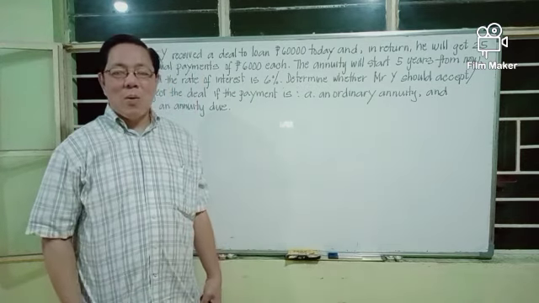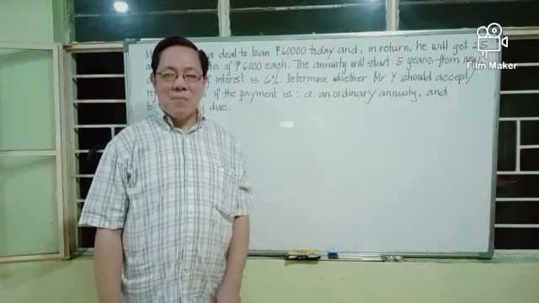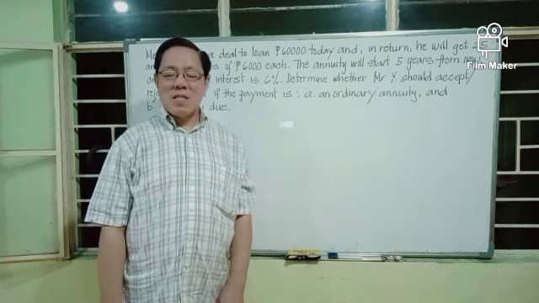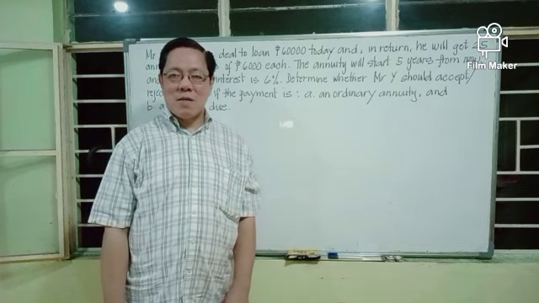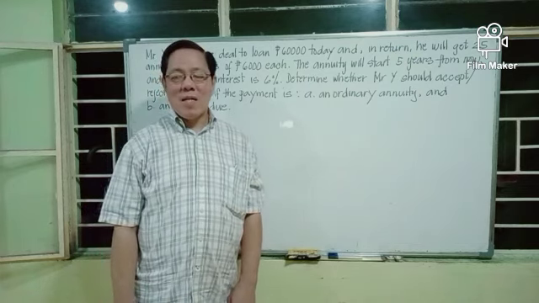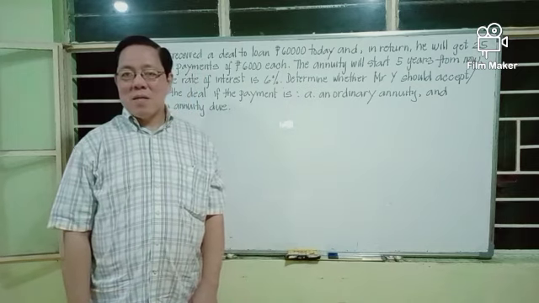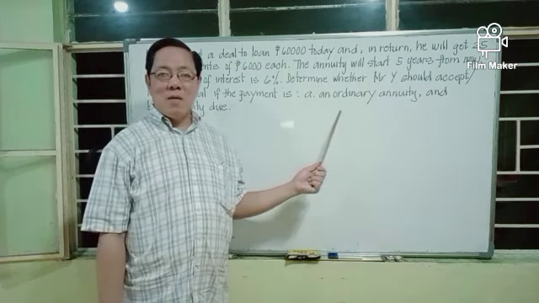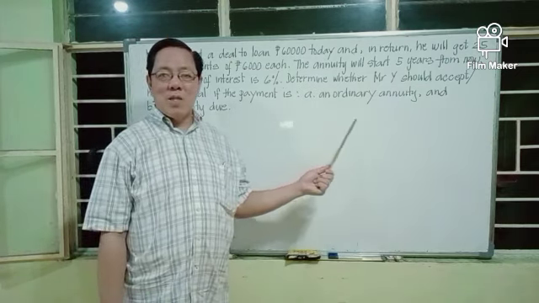Payment will start only after 5 years. That means Mr. Y will receive the first payment on the 6th year, either at the end or at the beginning of the 6th year. And we want to find out if this is a feasible proposal or deal for Mr. Y. If the payment, letter A, is an ordinary annuity, that means Mr. Y will receive each payment at the end of each year. And letter B, the payment is an annuity due, that means Mr. Y will receive each payment at the beginning of each year.